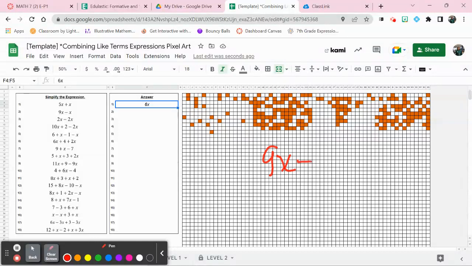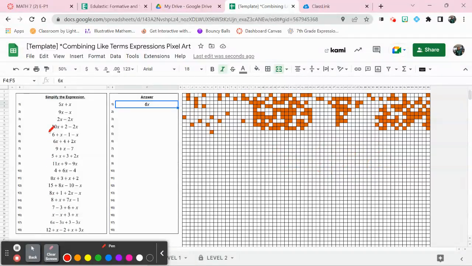9x minus 1x. Because remember, there's always a 1 if the letter or variable is by itself. Okay, and 9 minus 1 is 8 x's. So the answer to that would be 8 x's. Okay, they both have x's, so we can combine the numbers in front.